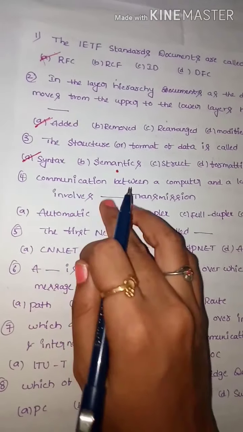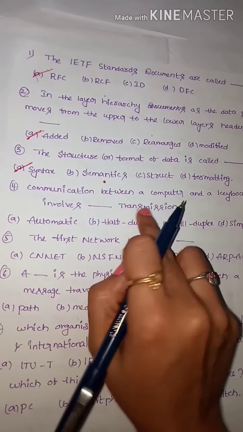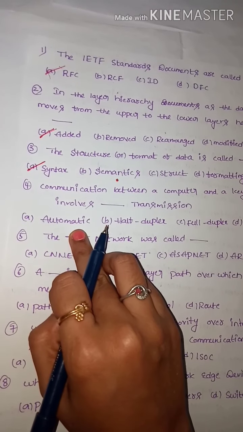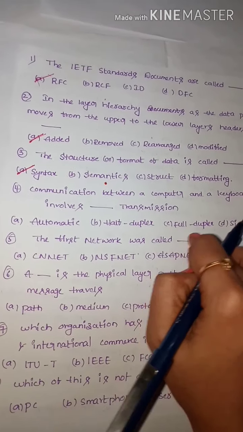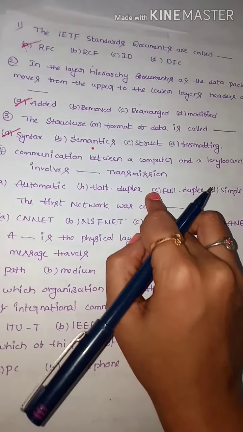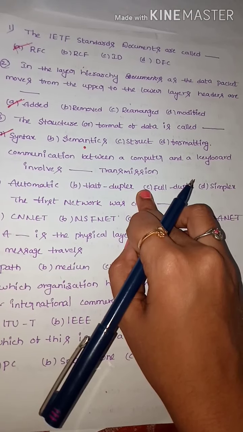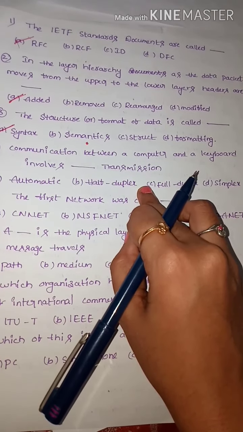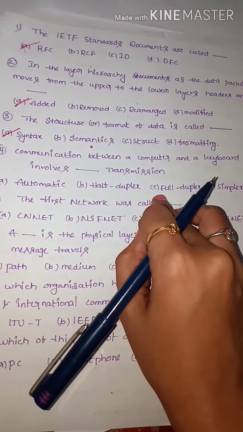Next one, communication between a computer and a keyboard involves a dash transmission. Options: option A automatic, option B half duplex, option C full duplex, option D simplex. Here, in case of simplex transmission, the data flows in a single direction, which in this case refers to the data flowing from the keyboard to the computer.